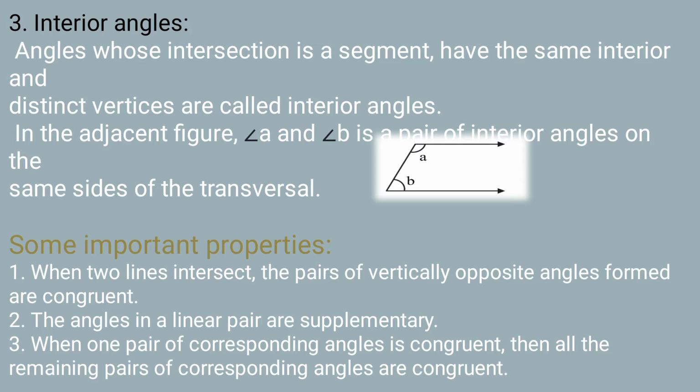First, when two lines intersect, the pairs of vertically opposite angles formed are congruent. Second, the angles in a linear pair are supplementary. Third, when one pair of corresponding angles is congruent, then all the remaining pairs of corresponding angles are congruent.